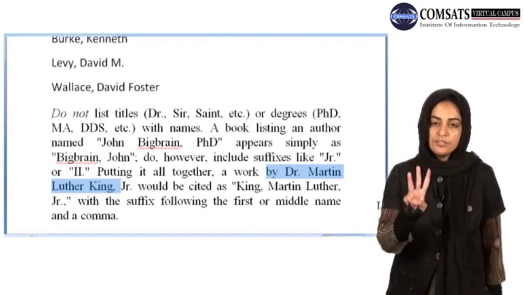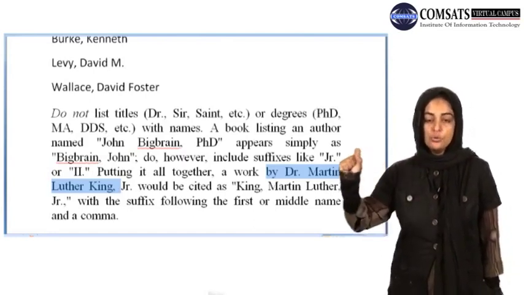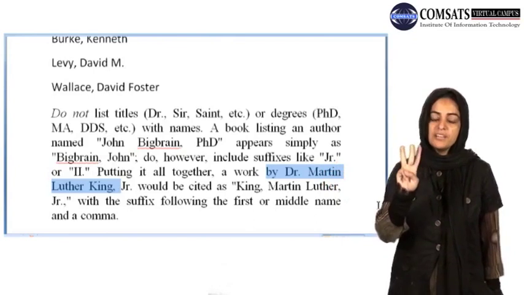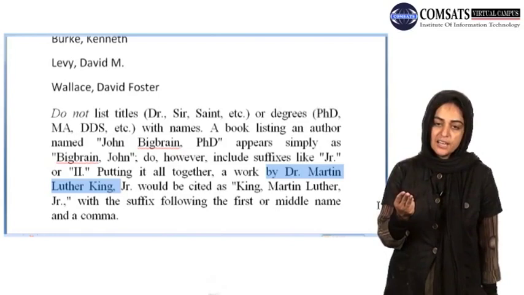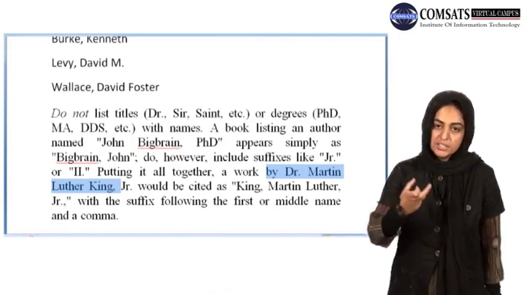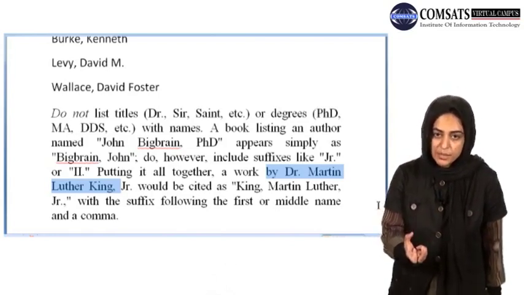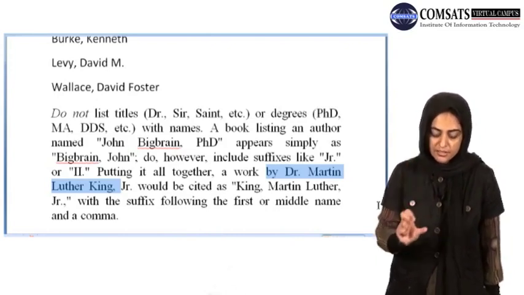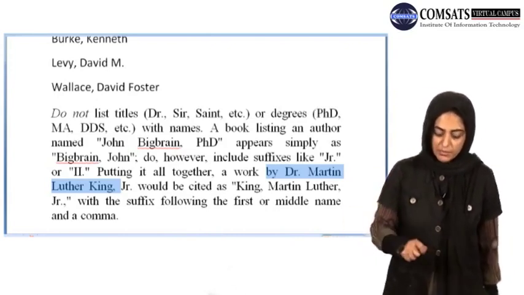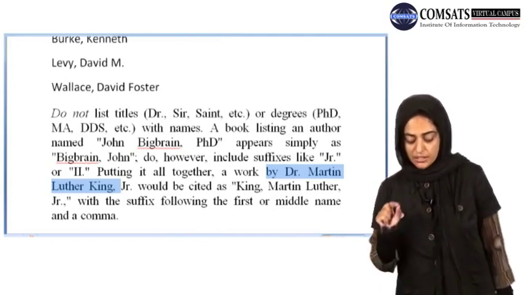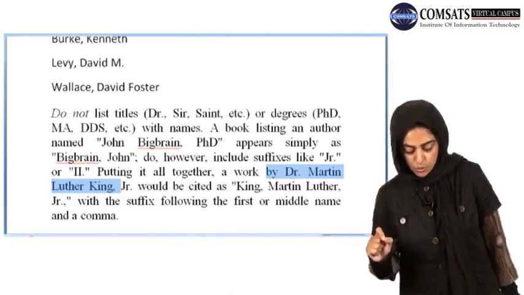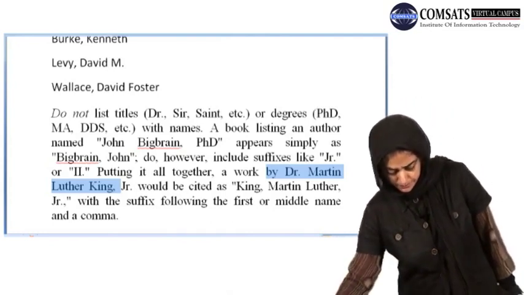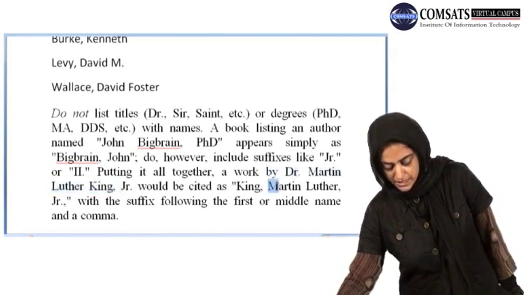If a name comprises, dear students, have a look on the screen, Dr. Martin Luther King, now the name comprises three words. If you want to create the referencing style of how to quote this name on the works cited page through MLA referencing style, then the last name would come first. That means the last name here, King, would come first. After that you will have the first name, Martin.